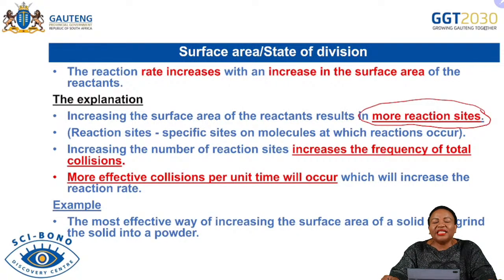We looked at each and every factor. In terms of the surface area, we said there will be more reaction sites, an increase in the frequency of total collisions, and more effective collisions per unit time. And I said to you, make sure that all the bullets that we have explained today are part of your explanation as you explain in terms of the collision theory.